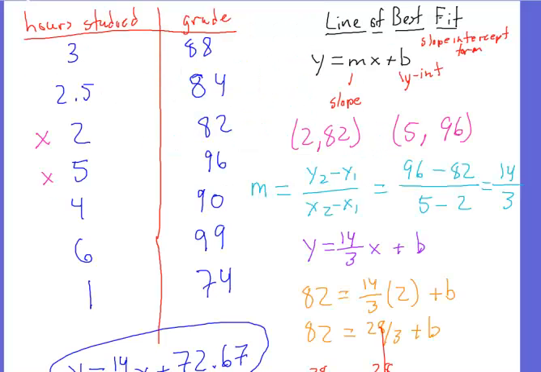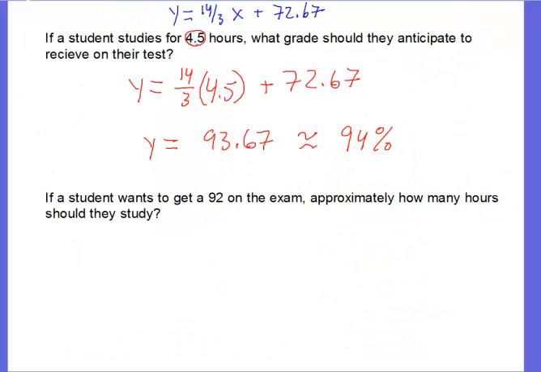If we look back, it says that we should get a 94. That's between 90 and 96, so that makes good sense. It's a good approximate value. So that's something we can do with our line of best fit.